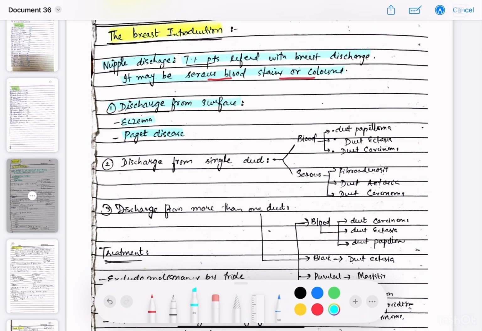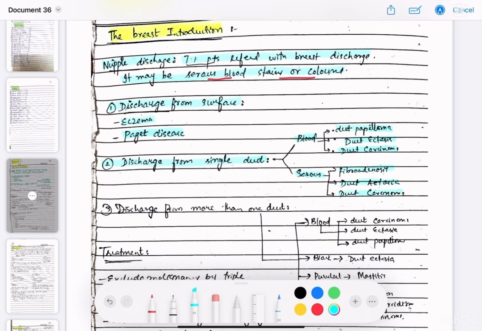If the discharge is from the duct, then you have to see if it is blood or if it is serous. If it is blood, then it is duct papilloma, duct ectasia, and duct carcinoma. If it is serous, then it is fibroadenosis, duct ectasia, or duct carcinoma.